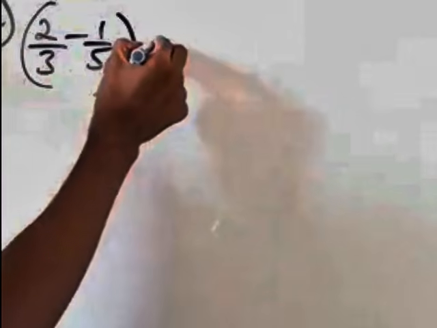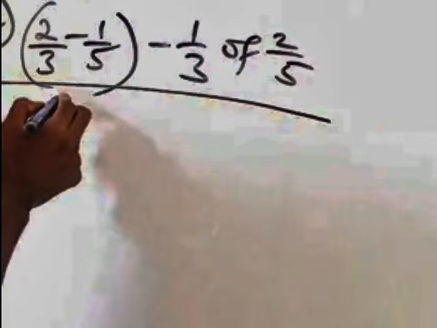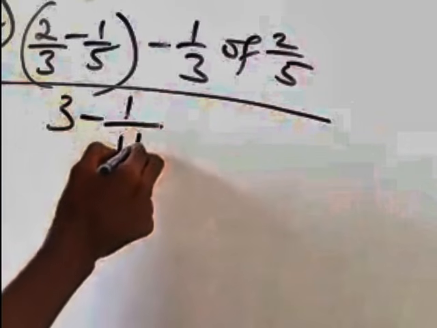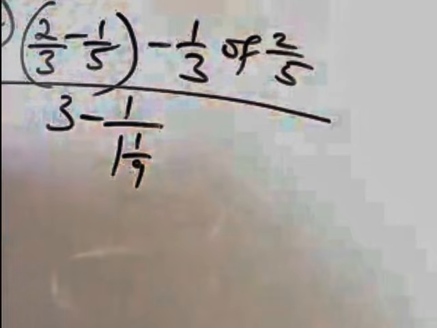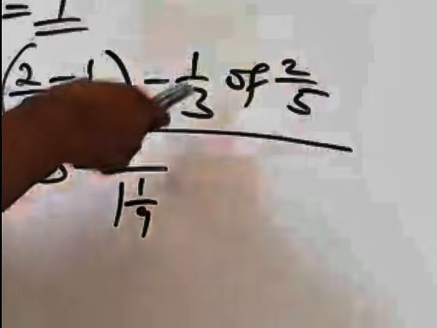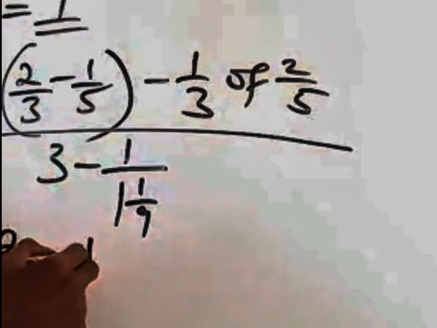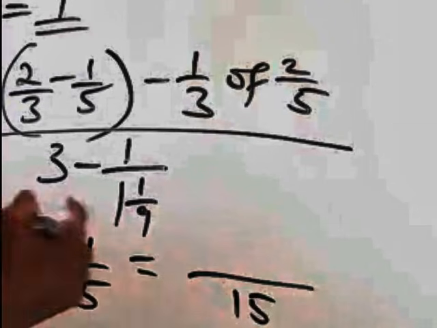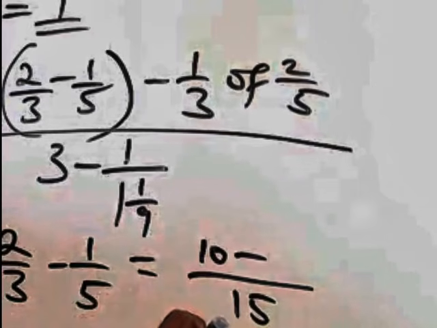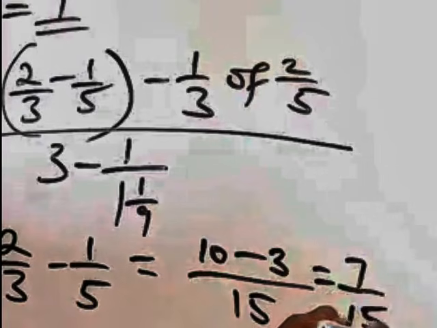2 over 3 minus 1 over 5 in a bracket, minus 1 over 3 of 2 over 5, all divided by 3 minus 1 divided by 1 and 1 over 9. According to BODMAS, you are going to open the bracket first. So that will be what? 2 over 3 minus 1 over 5. Our LCM is going to be 15. 3 in 15, 5 times 2, 10, minus 5 in 15, 3 times 1, 3. That's 7 over 15.